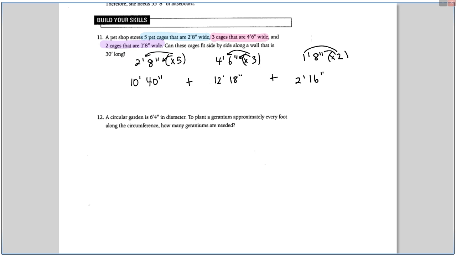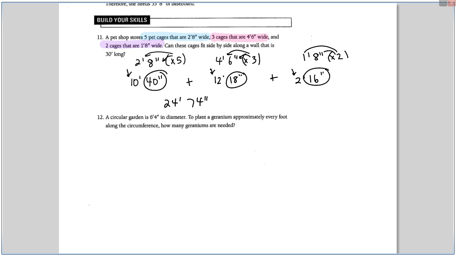So then when you add all these up, you can only add the feet with the feet and the inches with the inches. So add up all those feet. 10 and 12 is 22. 22 and 2 is 24 feet. Now we need to add up these inches. So 40 and 18 is 58. 58 and 16 is 74 inches.